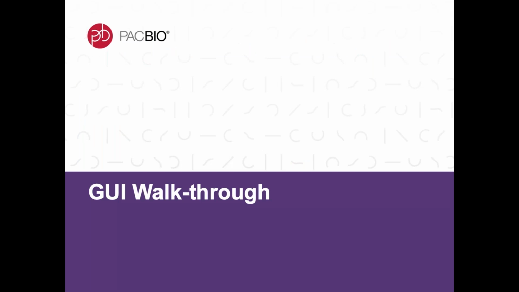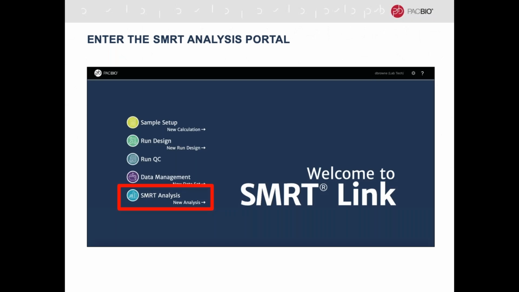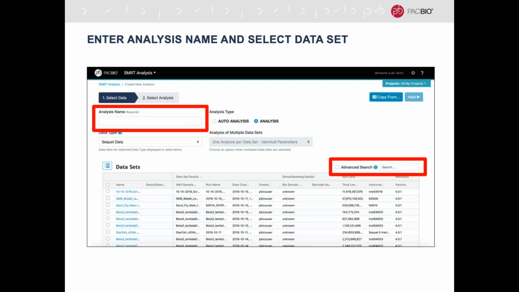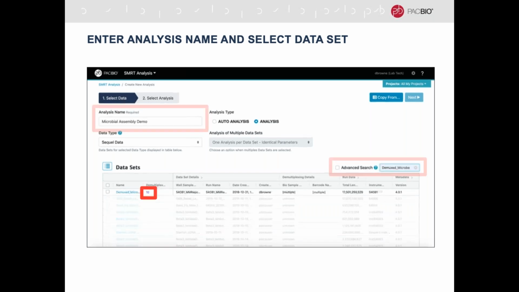I just want to give a brief walkthrough of the GUI. Starting here, this is our SmartLink homepage. This is what you'll see when you log in. And if you follow this into the Smart Analysis portal, you'll see this Create New Analysis button, which you can select. Then you will want to enter your analysis name and search for your data.